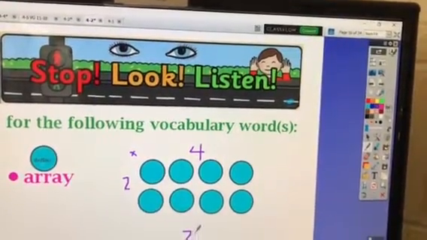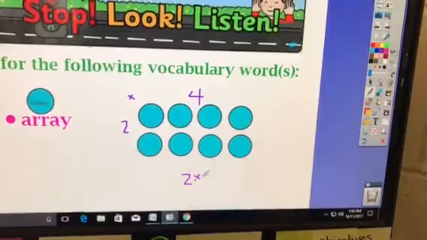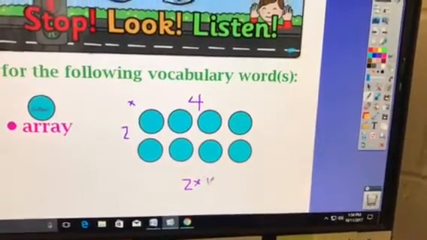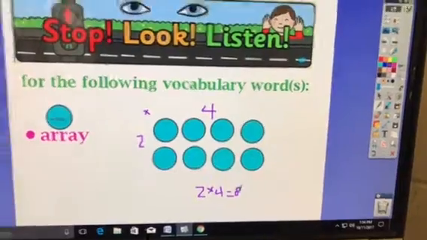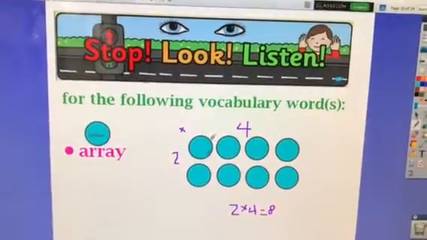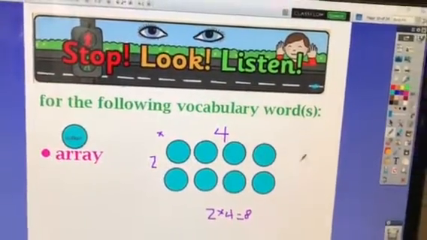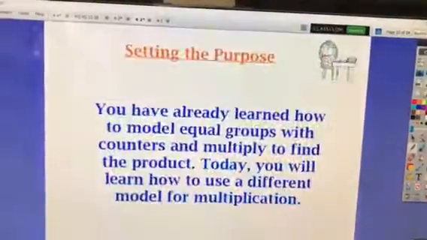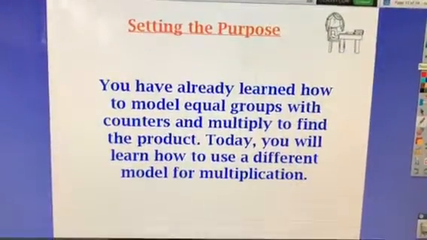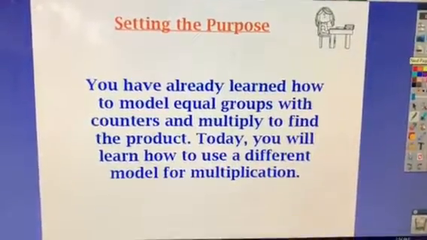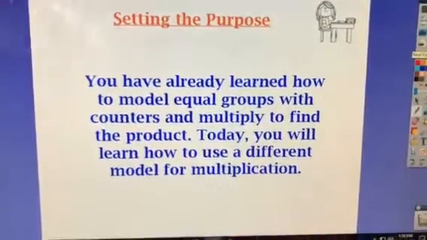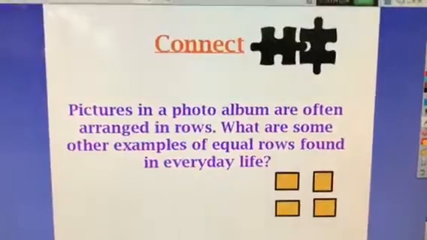And we could say 2 times 4 equals 8. And that's an array. It's just a way we set up objects to help us multiply a little bit easier. So you've already learned how to model equal groups with counters and multiply to find the product. Today you will learn how to use a different model for multiplication.